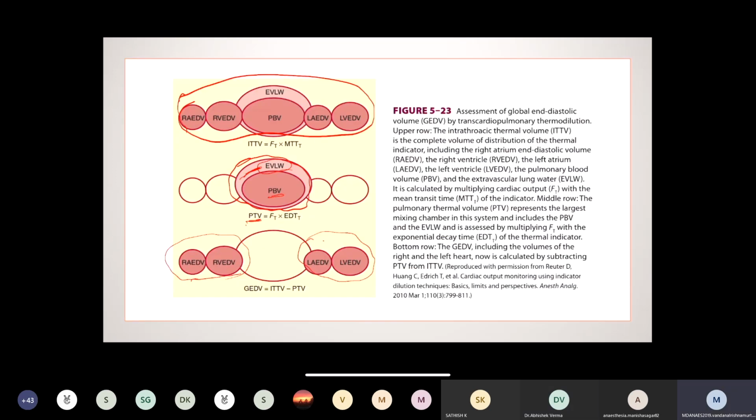The extravascular lung water indicates mainly the fluid status, so it measures pulmonary edema and can be used to guide fluid therapy in patients with acute lung injury or sepsis. An increase in extravascular lung water indicates fluid overload, and an extravascular lung water of less than 10 ml per kg is usually normal.